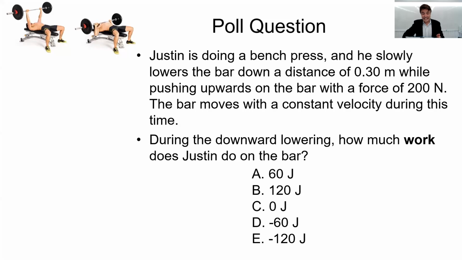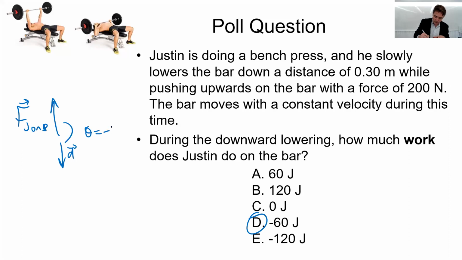So most people are saying D, negative 60 joules. That's exactly correct. So what's going on here is that, again, if this is the force of Justin on the bar, and the distance D is down, then theta is equal to 180 degrees. So work is equal to negative F times D.